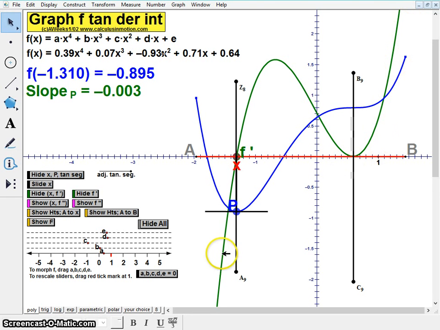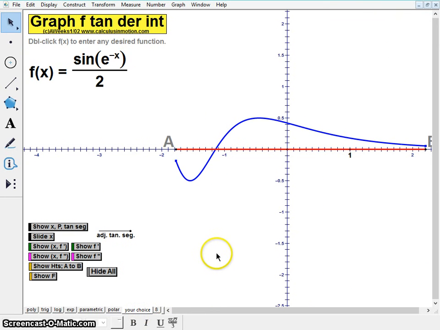So let's look at one more, and then we'll call it quits on this video. So here we have the function sine of e to the negative x divided by 2. So we get this nice little function here. So remember, the first thing we want to think about is where is the slope of this blue line 0?